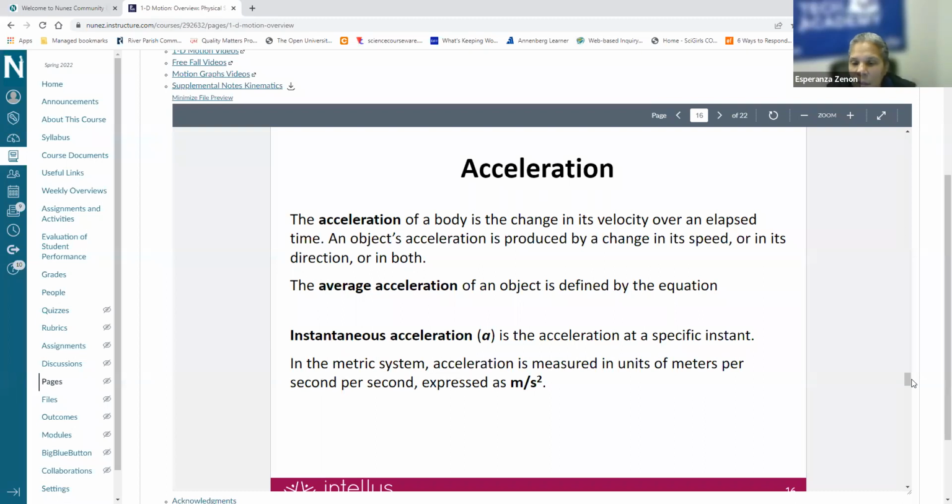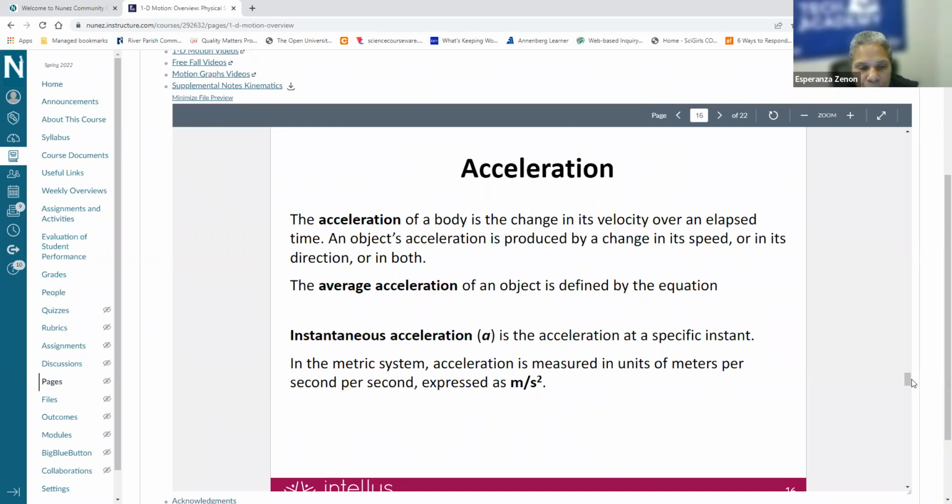You could think of it this way. If you put your car on cruise control, your speed is fixed, so you're not accelerating. But if you put your car on cruise control and drive in a circle, because your direction is changing, you produce a change in velocity, which results in an acceleration.